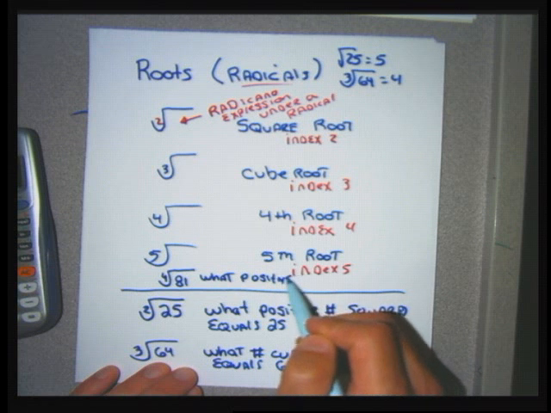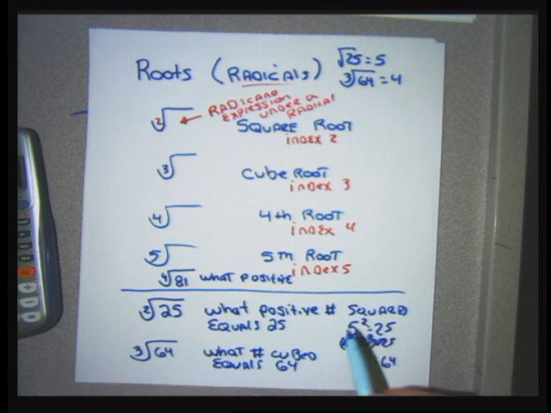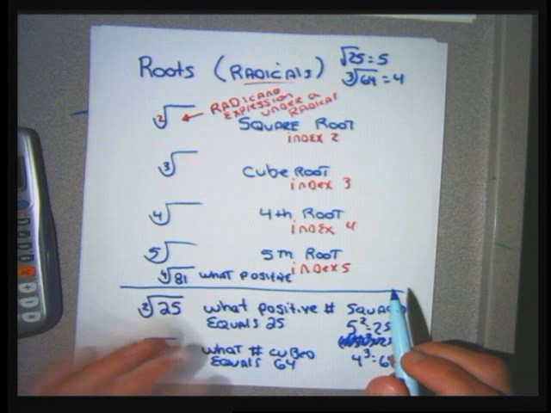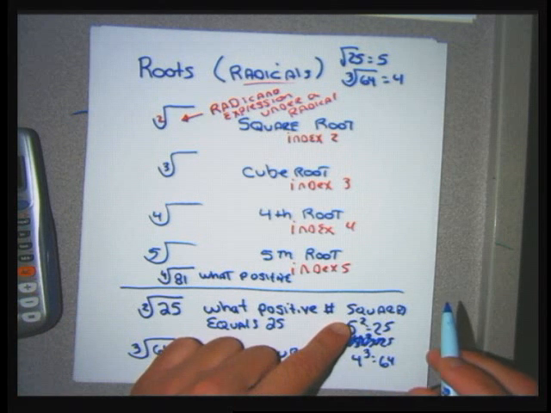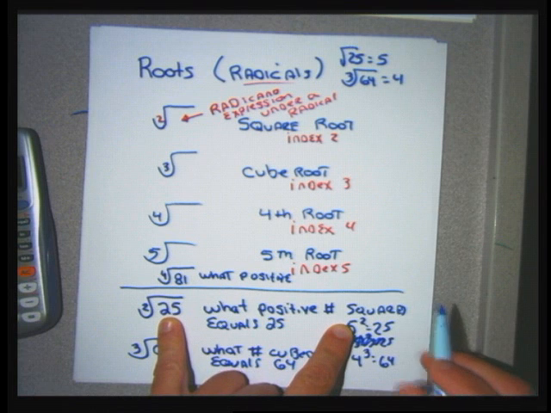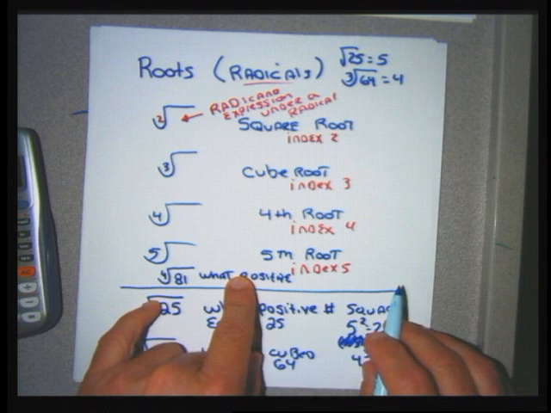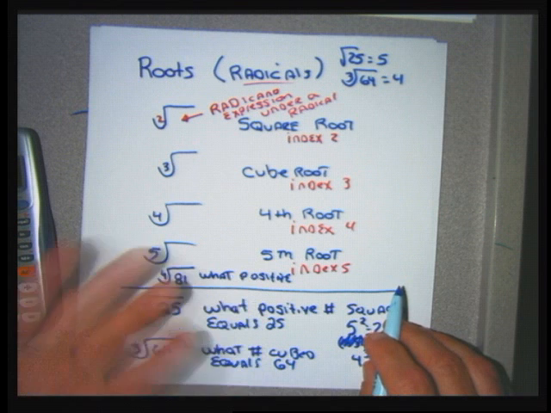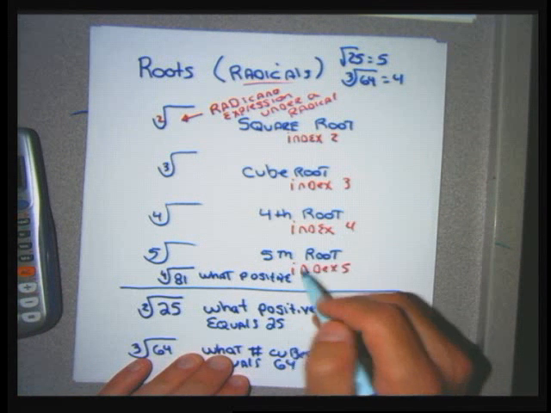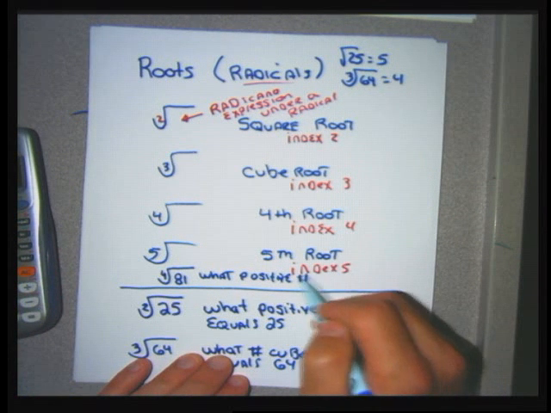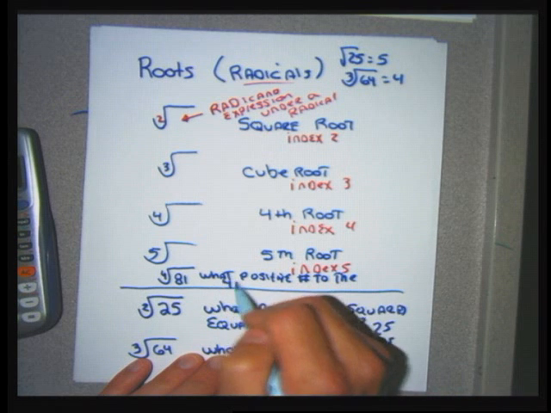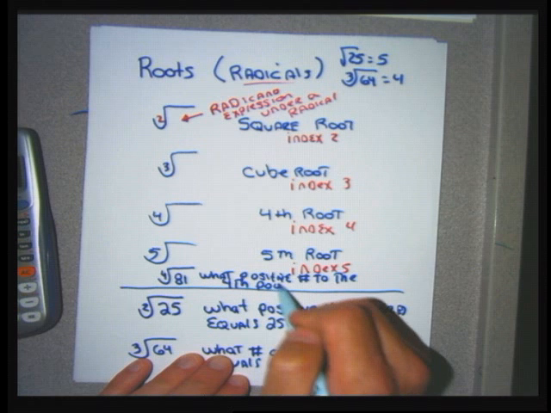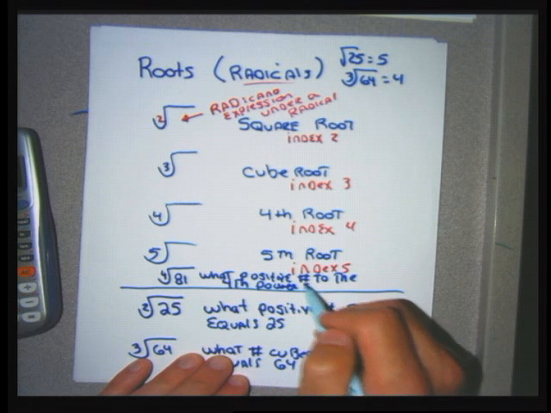When the index is odd, it's not so picky, because you don't get the conflict, because both negative 5 squared and positive 5 squared equals positive 25. I pick the positive. Similarly, when you take two numbers and raise them to the fourth power, you get the same positive number, whether they're positive or negative. So what positive number to the fourth power equals 81?